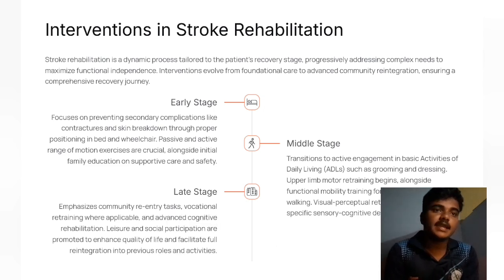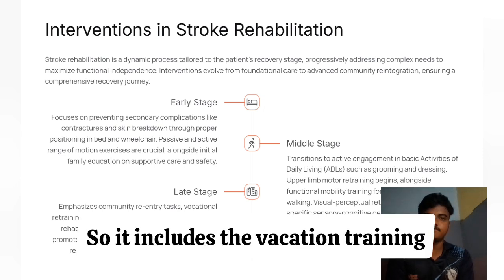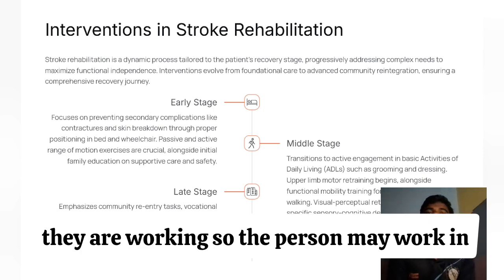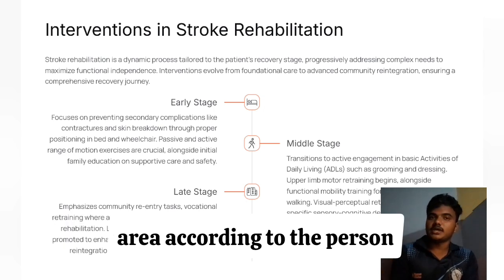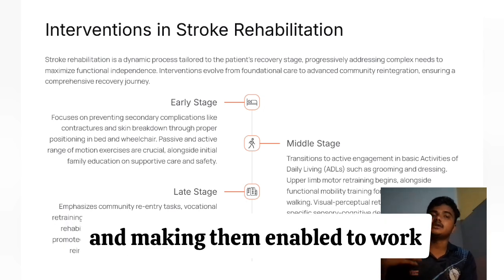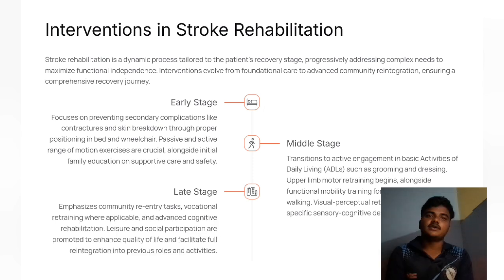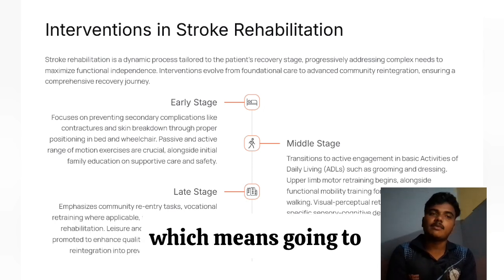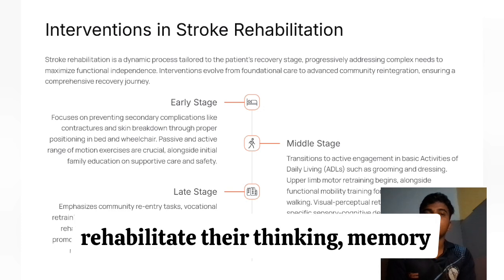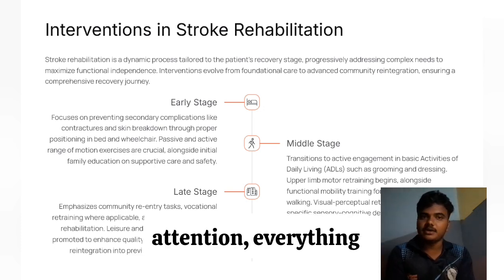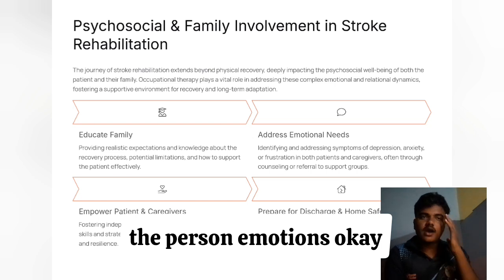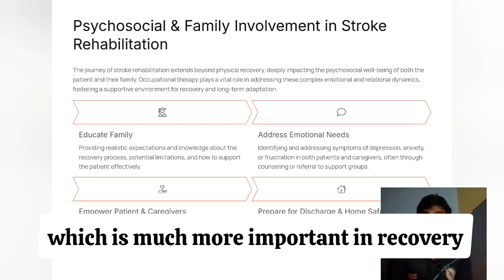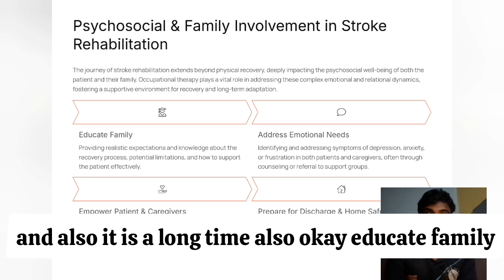Then the late stage. In the late stage, we have to make the person re-enter the community. So it includes vocational training. The person may work in any area, so we have to modify the working area according to the person and enable them to work. Vocational retraining should be given, and advanced cognitive rehabilitation, which means we are going to rehabilitate their thinking, memory, attention, everything. Also the emotional area, which is much more important in recovery, and it is long term also.